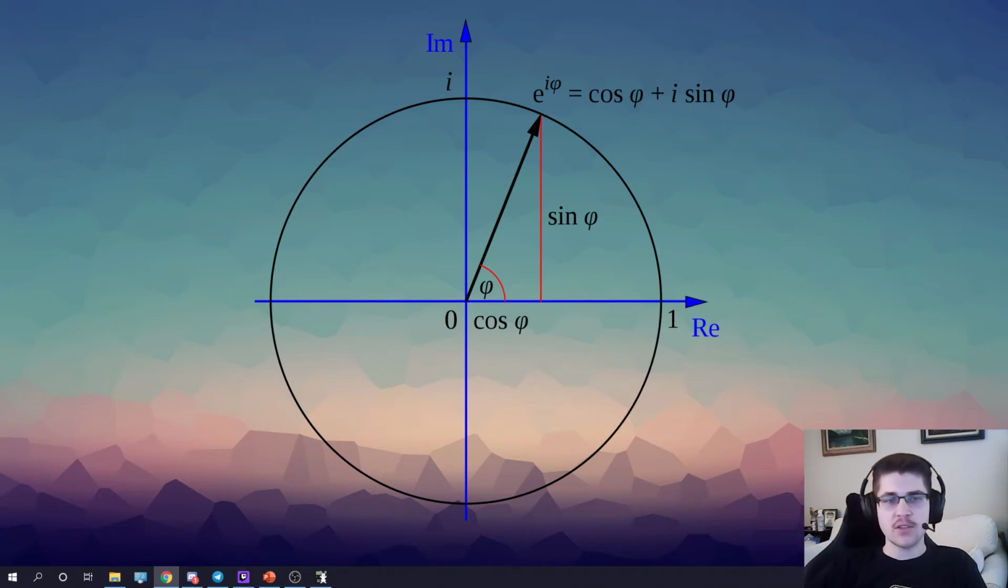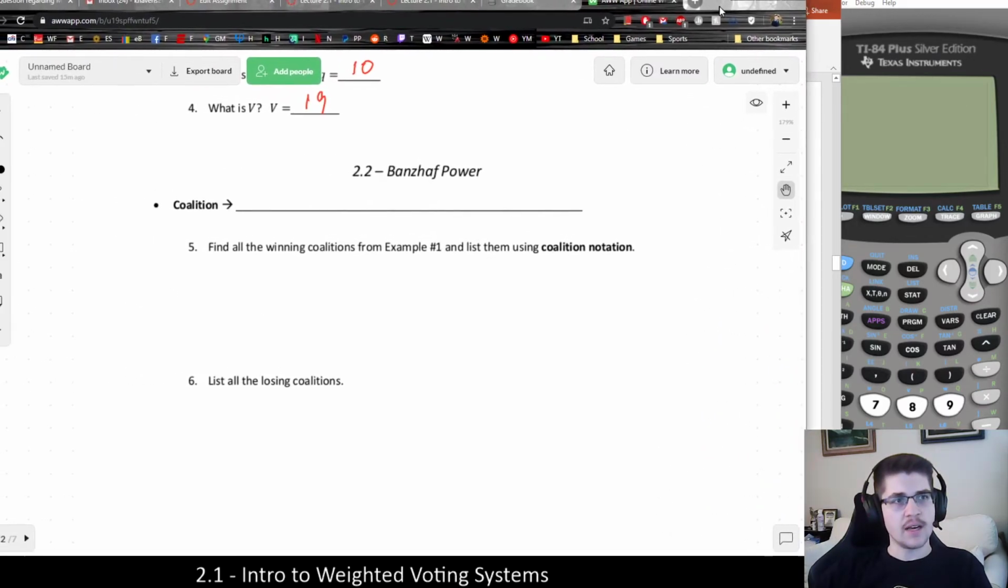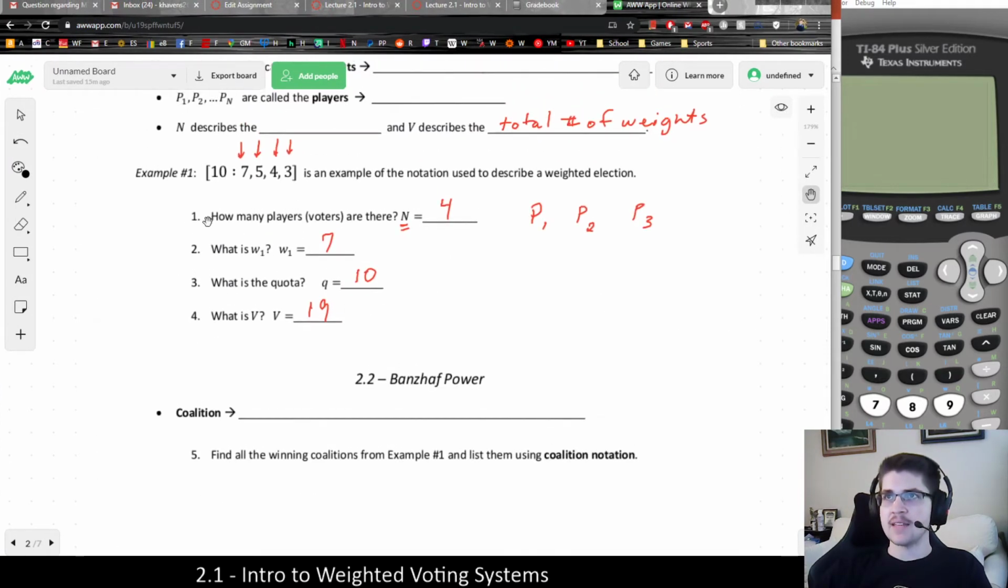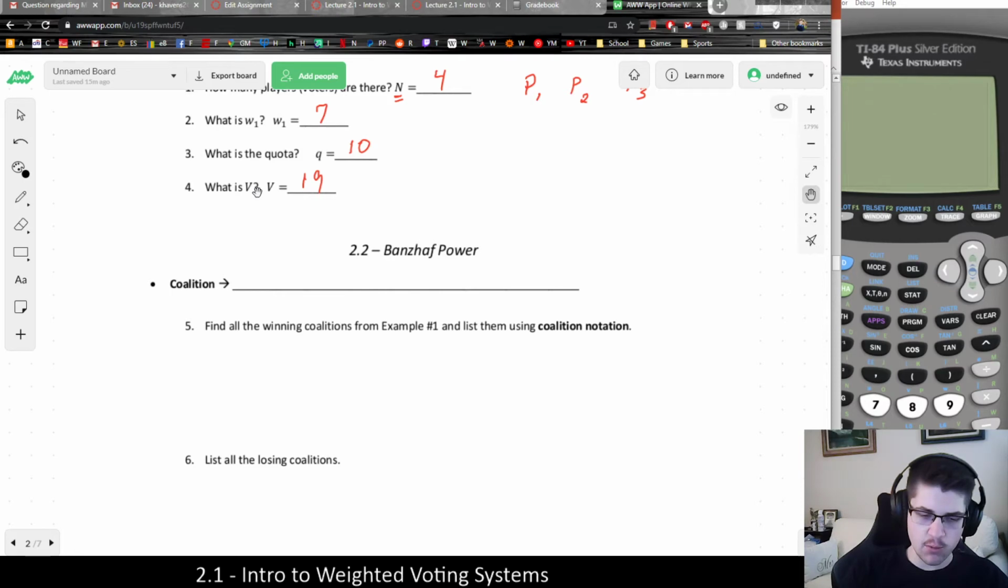It says find all the winning coalitions from example 1. Oops, you can't see because I have the wrong window open. Okay, there we go. Again, I'm going to return back to the packet. Example 1 was just the same group up here. So if we're to find all the winning coalitions, I also want to talk about how we can find them all, and what goes into that. For example, we already knew 7 and 4 was one because that was in the slides and I was talking about it, but that would be one potential winning coalition.